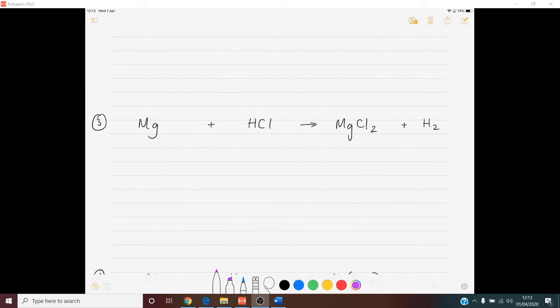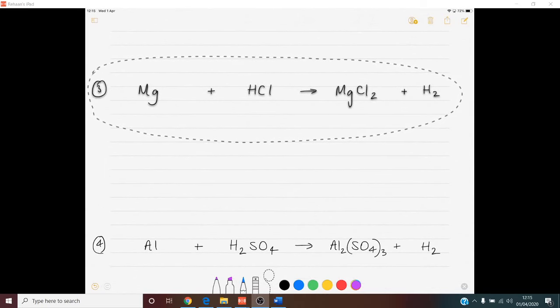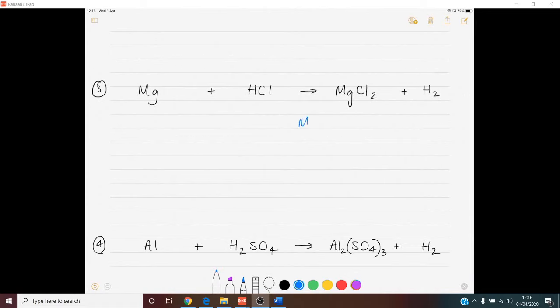Have a go at number 3. Okay, the next one. So we have Mg, H, and Cl. Go ahead and put a 1 in front of the Mg, 1 in front of H, and a 1 in front of Cl. On the right hand side, we have 1 magnesium, 2 chlorines, and 2 hydrogens.